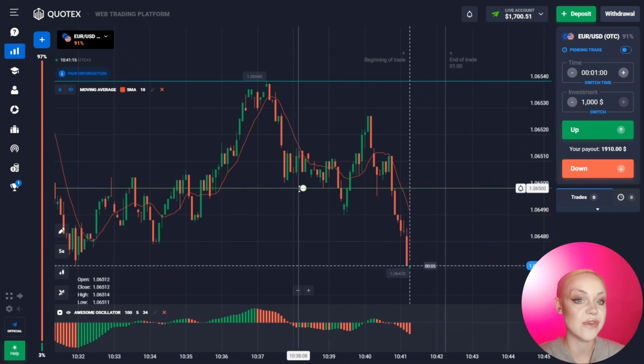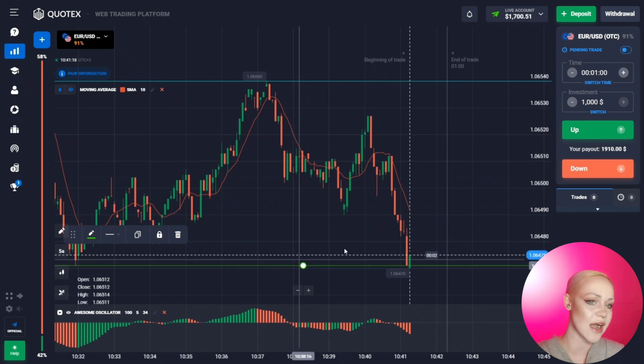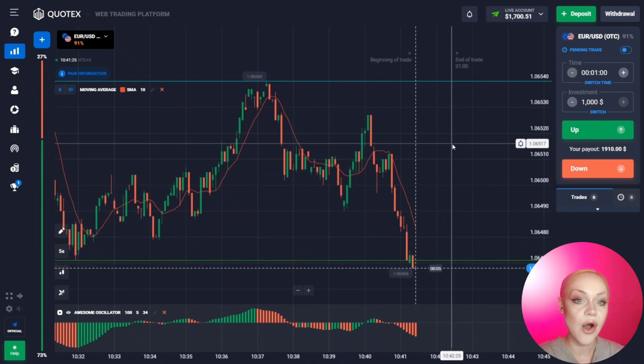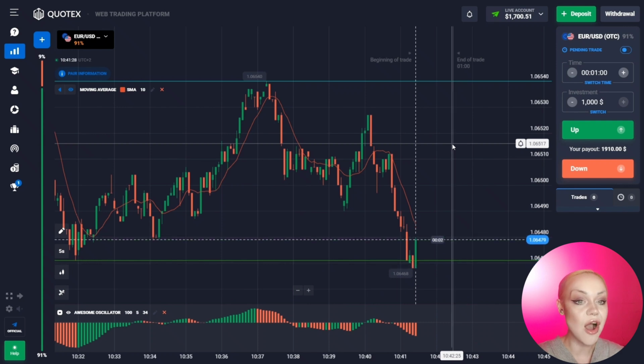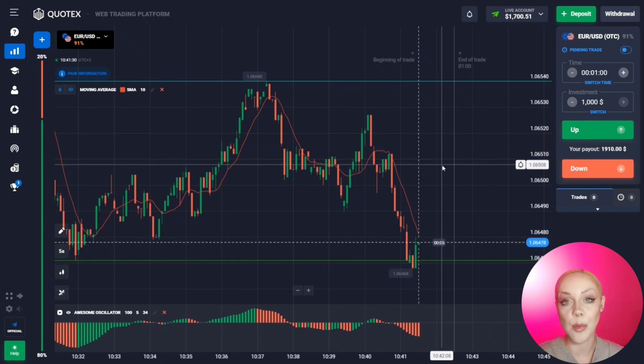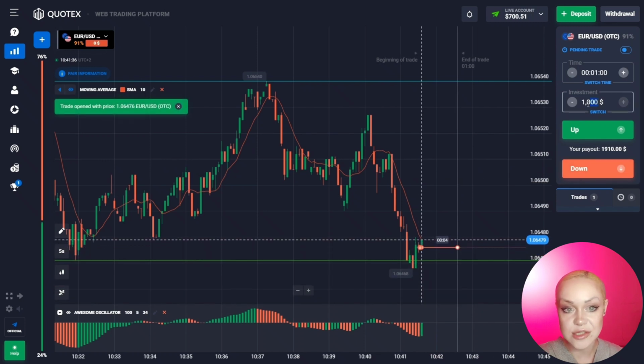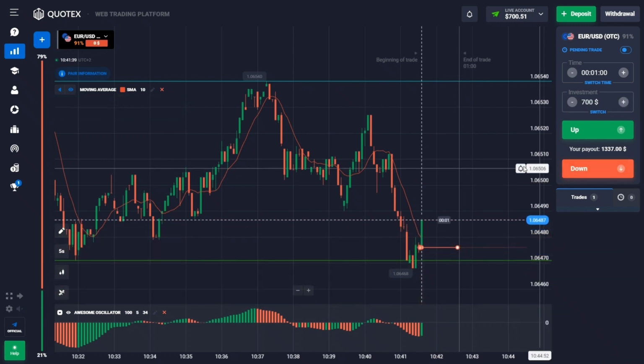The price has been moving under the moving average for some time, and the histogram is also below the zero level. All this indicates the continuation of the downward movement, so I open a trade for $1,700 for further price fall.